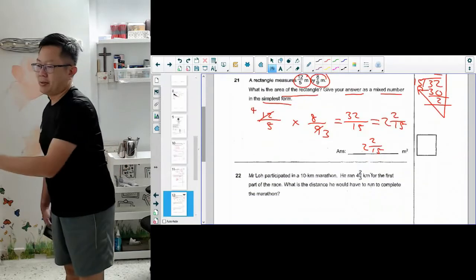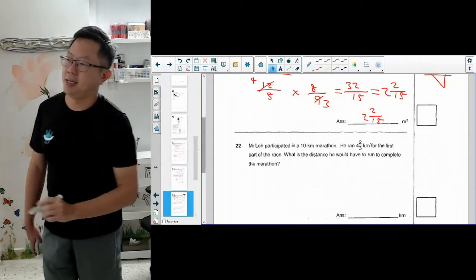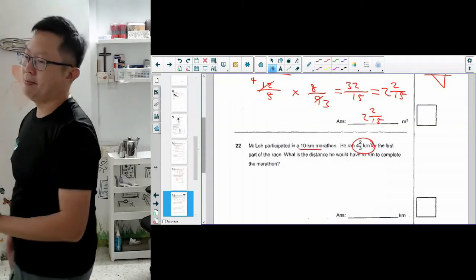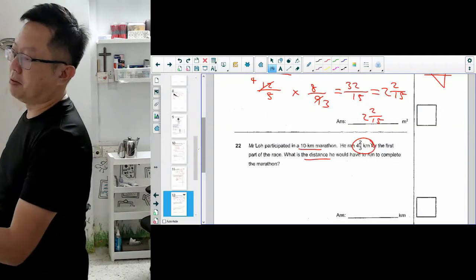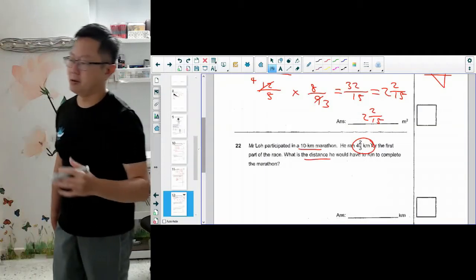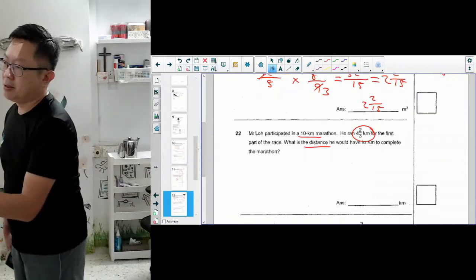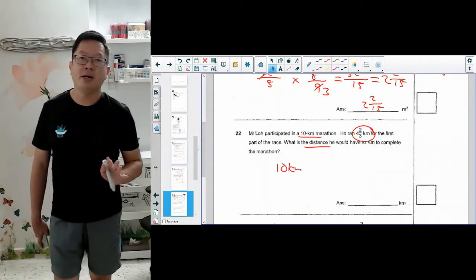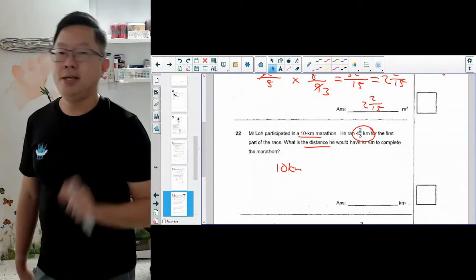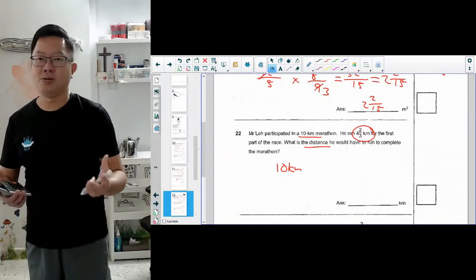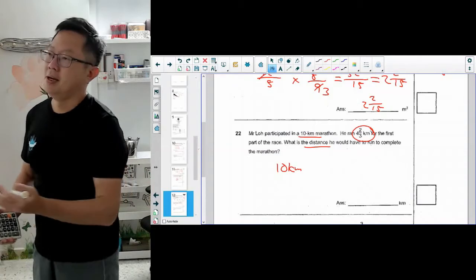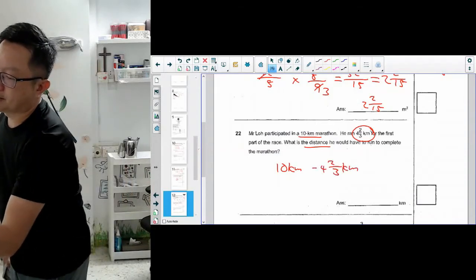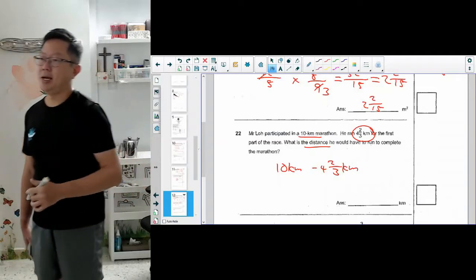Okay, question 22. Now, Mr. Low participated in a 10-kilometer marathon. He ran 4 2/3 kilometer for the first part. So what is the distance he will have to run to complete the marathon? So the total distance is 10 kilometer, which is 10 wholes. So every time there's a fraction in the problem, then the whole number is your wholes, 10 wholes. Okay, 10 wholes, and he ran 4 2/3. So you have to minus 4 2/3 to find how much more he had to run.